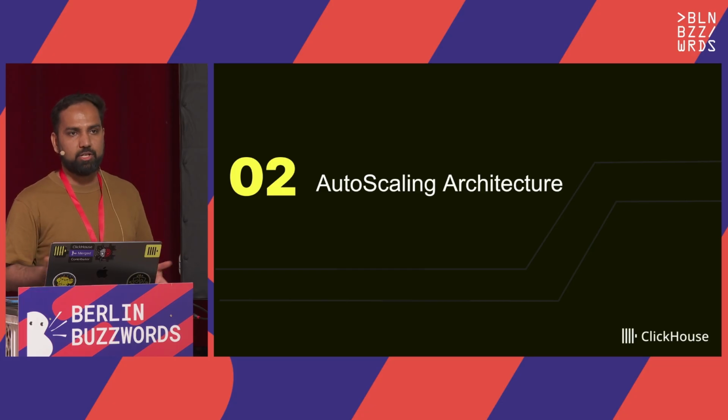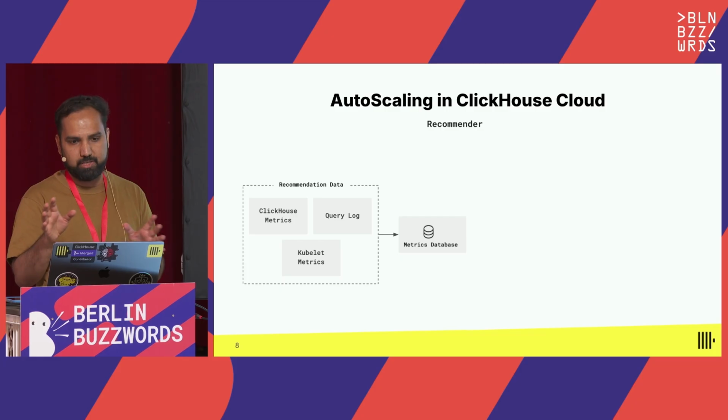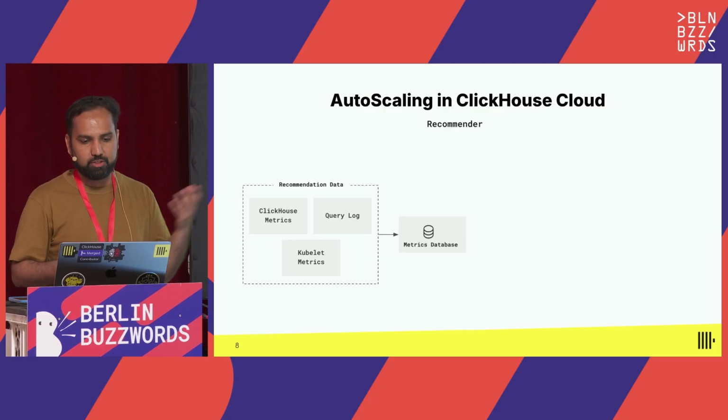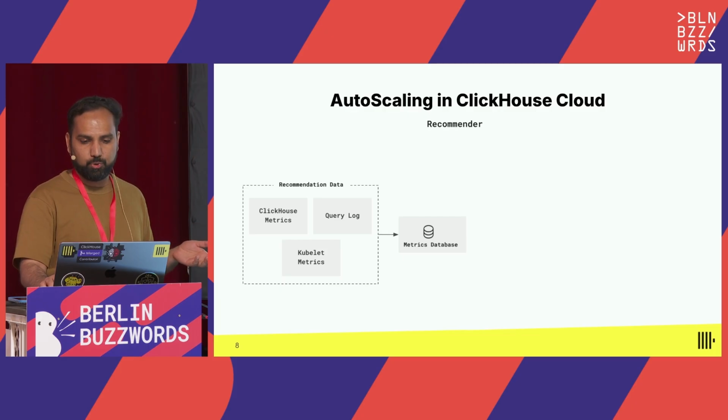And so why is this important in the context of auto-scaling? It's important because, just to give you a bit of background, we're going to go back to the operator architecture. But the background here is how does auto-scaling work, right? You have metrics. It starts with the data that you collect based on the utilization, query log. You have the kubelet metrics, CPU utilization, memory utilization. And all of this data gets stored into a metrics database. Of course, in this case, we also use ClickHouse as that database.